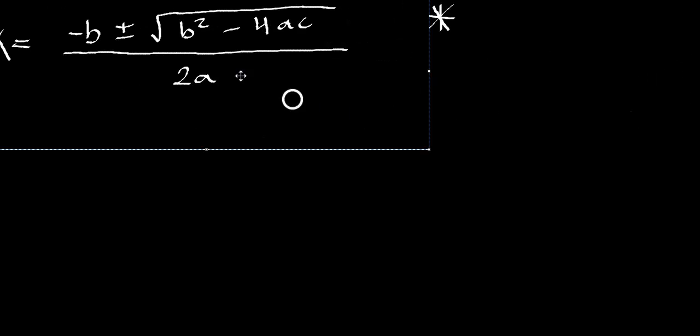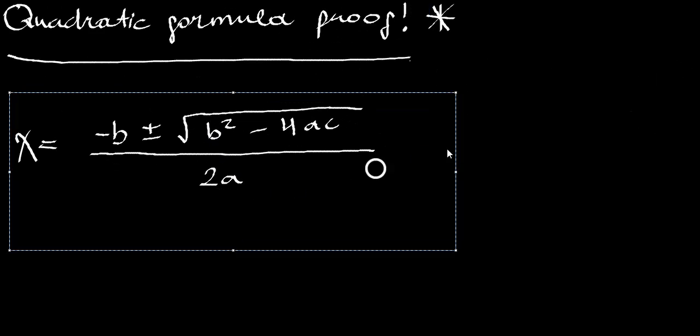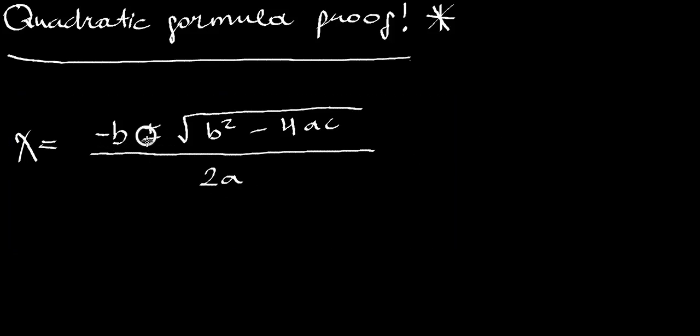And it goes something like this, right? Hopefully you remember. It's minus b plus or minus the square root of b squared minus 4ac, over 2a. So that's pretty long, right? And where does this come from? What does this give us? This gives us the roots of the standard equation.